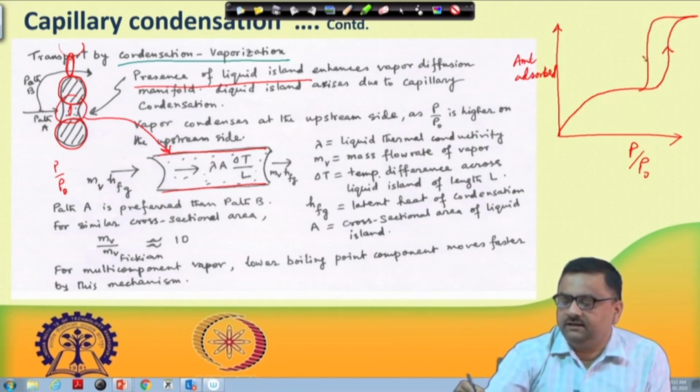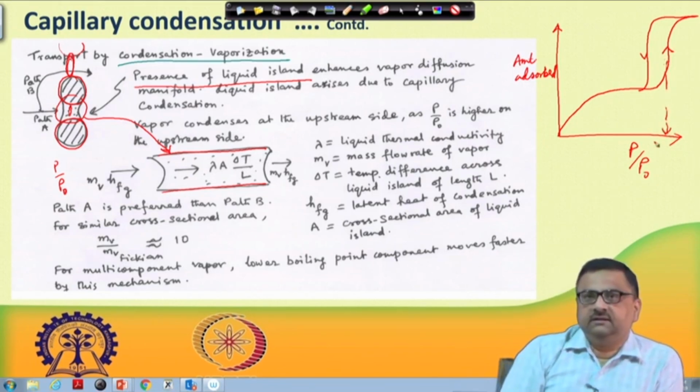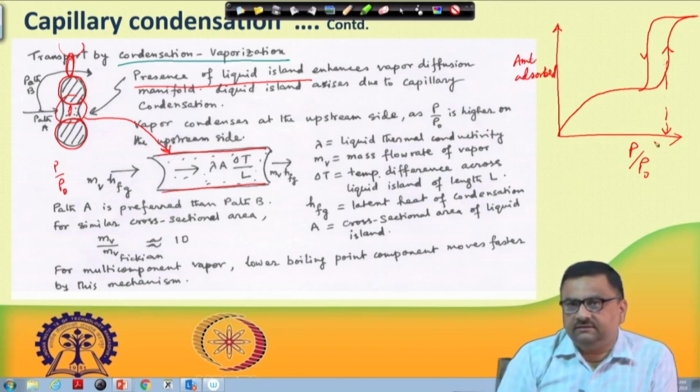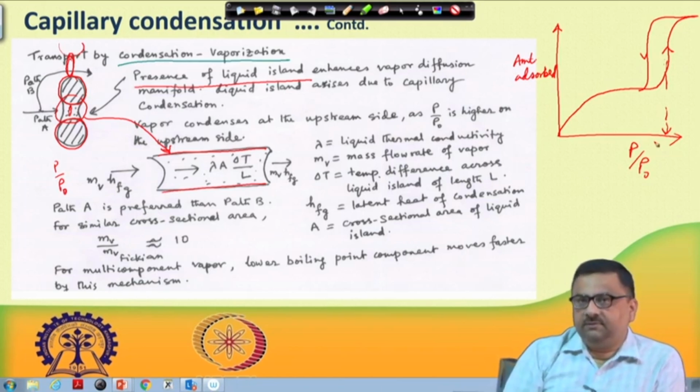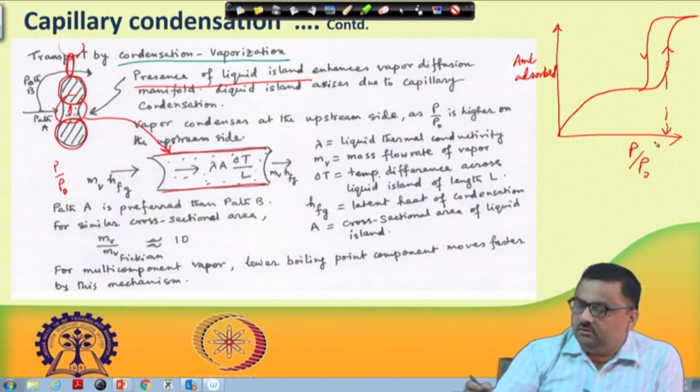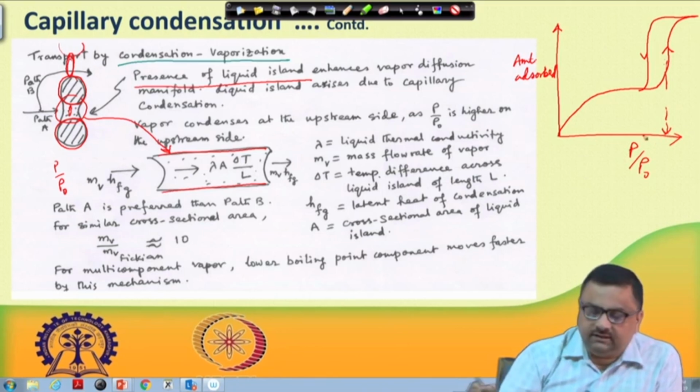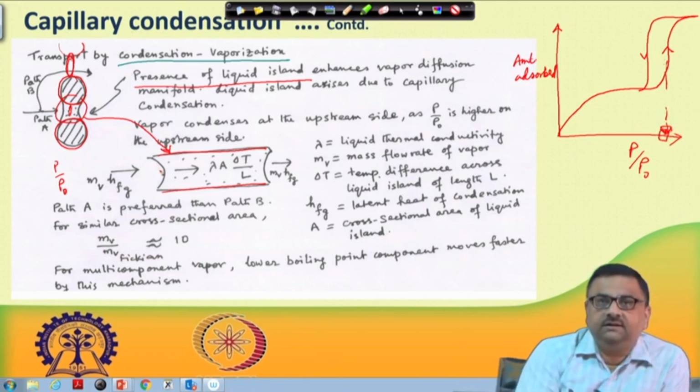That was the capillary condensation, right. So, this is the pressure at which the capillary condensation is supposed to take place. Now, on this upstream side the pressure is higher. So, upstream side P by P0 is, let us say, this pressure or higher. So, there would be condensation.